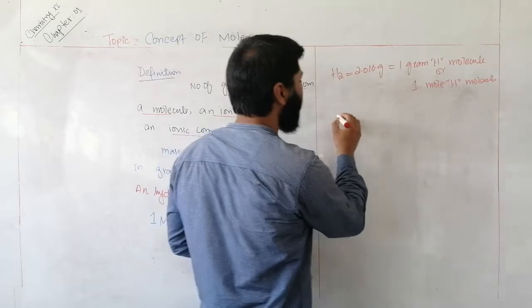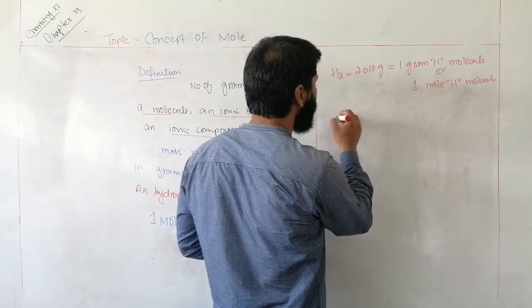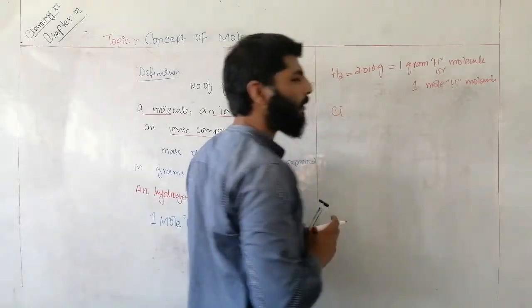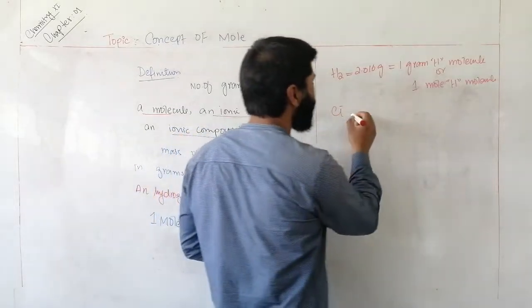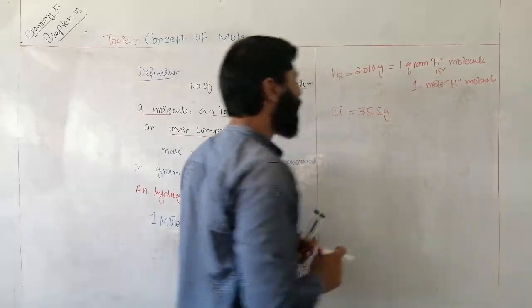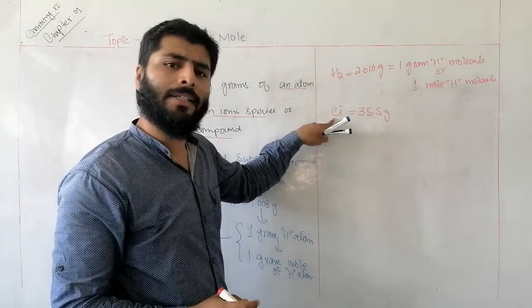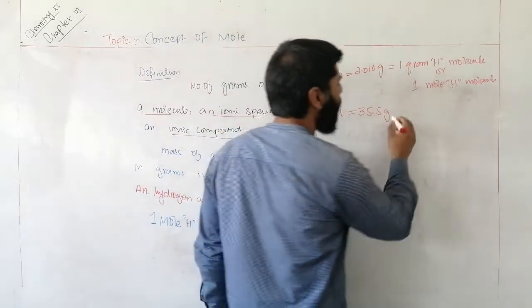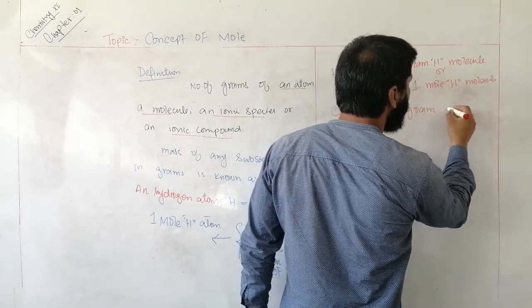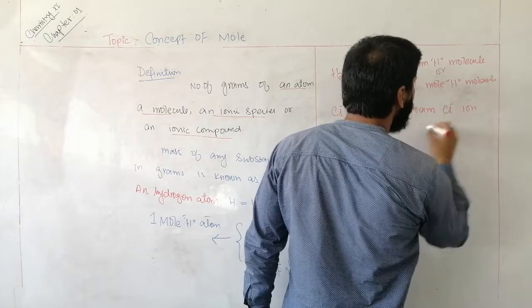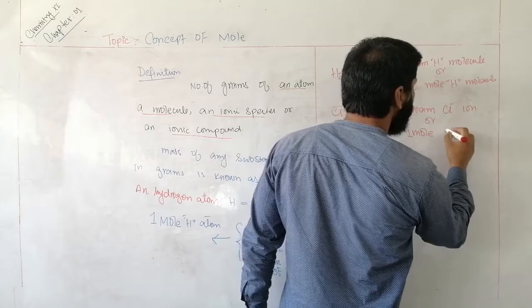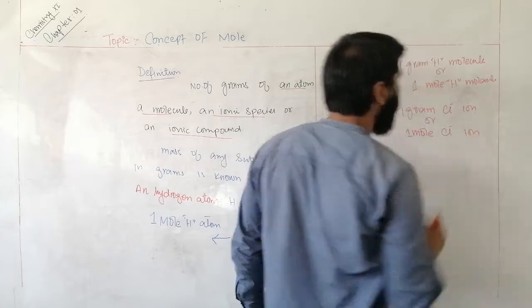Similarly, if you have an ionic substance like chloride ion, it has the mass of 35.5 grams. When the mass of a chloride ion is expressed in grams, it will be 1 gram chloride ion or 1 mole chloride ion.